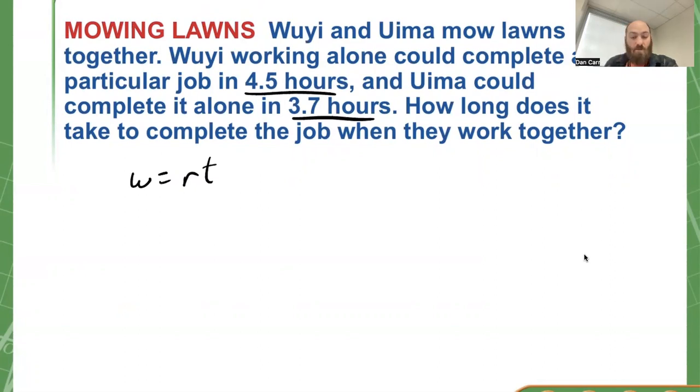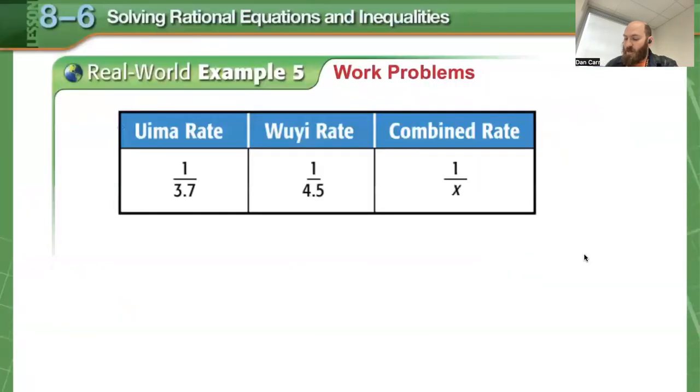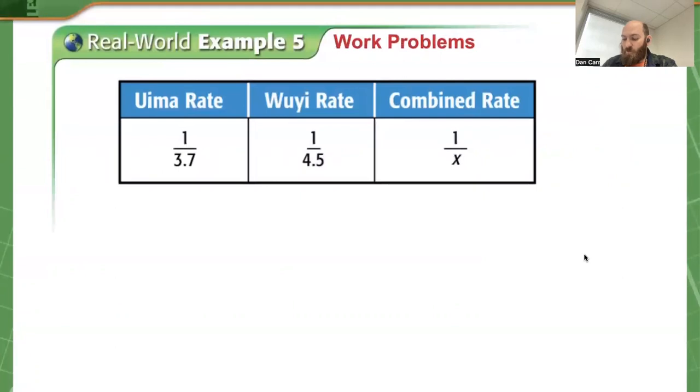So we know their times, so we can represent the rate in which they're working by dividing this out by T. So the work divided by T is equal to their rates. So the idea here is that working together, Wima's rate is going to be 1 over 3.7. Wui's rate is 1 over 4.5, because again, this is work over time. It's one job in that amount of time that's given. Their combined rate is going to be 1 over X. Okay, this is them working together.